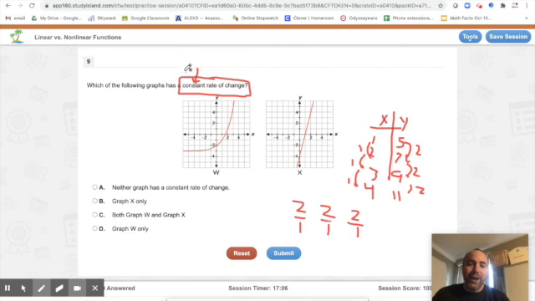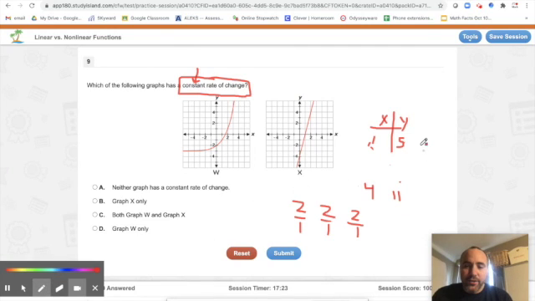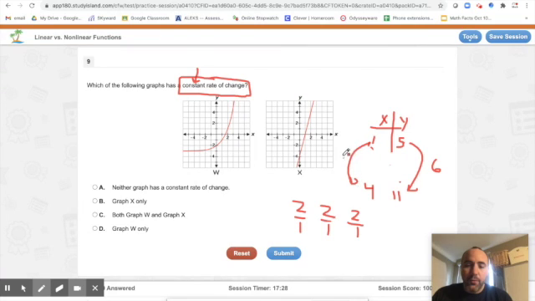So that's what it means by constant. Constant means it doesn't change. It's always going to be 2 over 1. And we talked about also, what if we just looked at the two endpoints? If we went from 5 to 11, that's going up by 6, and 1 to 4 is going up by 3. Well, guess what 6 over 3 simplifies to? 2 over 1. So it's still going to be the same.